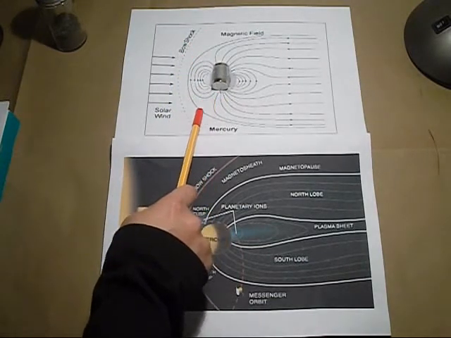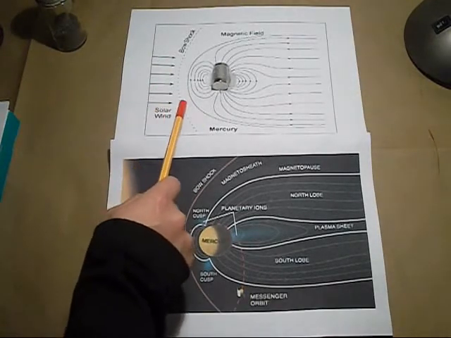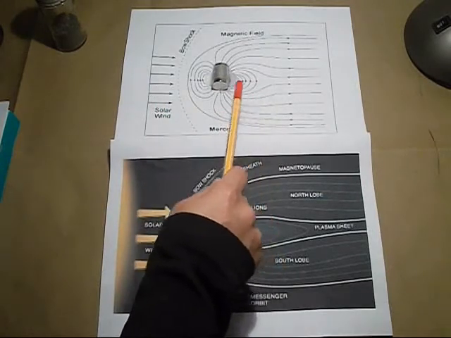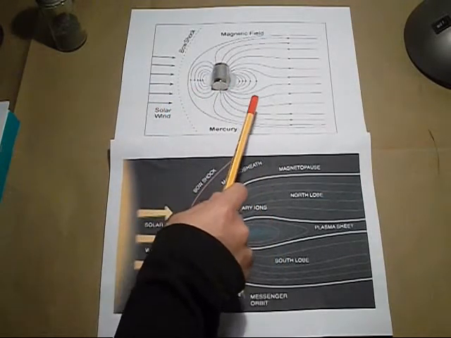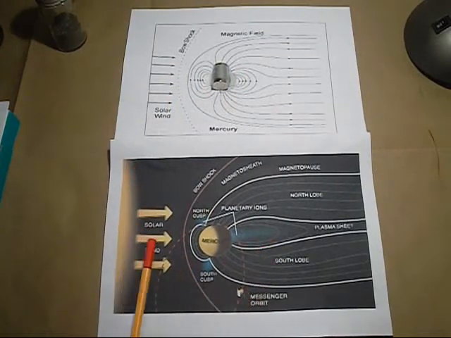So now, as you can see, the solar wind blows the magnetic field away from the sun. The solar wind then interferes with the magnetic field, redirecting it away from the sun.